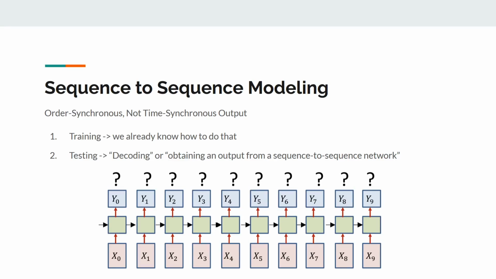So let's get started. In the lectures, we have seen how to train sequence-to-sequence models where the output is order synchronous but not time synchronous. We started out by using the Viterbi decoding algorithm and then discussed training using the forward-backward algorithm. We will now discuss how to obtain the output sequence from the predicted probability distributions during inference, where we don't have the correct order of symbols provided like we do during training.